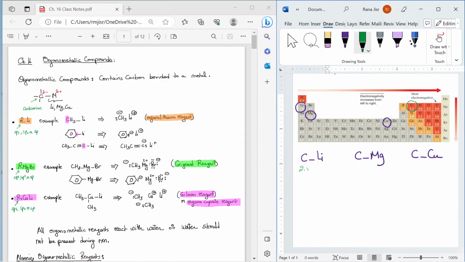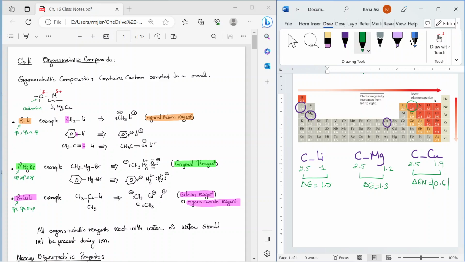Look at the electronegativity of the carbon versus that of the metal. Lithium's electronegativity is 1, magnesium is 1.2, and copper is 1.9. The smaller the electronegativity difference, the more covalent the bond is. So here delta En is 0.6, versus here delta En is 1.3. It's always an absolute value. Versus here, delta En is the difference between both electronegativities. This is 1.5.